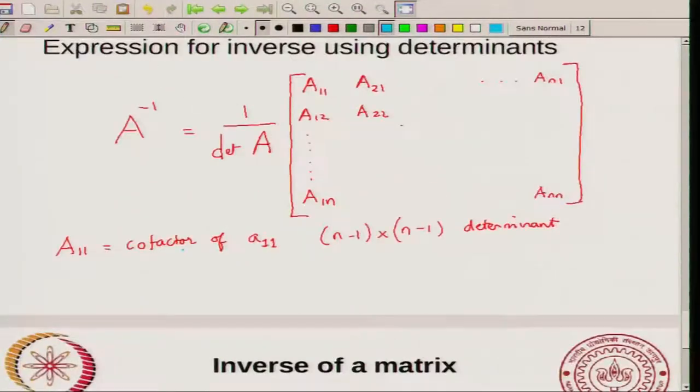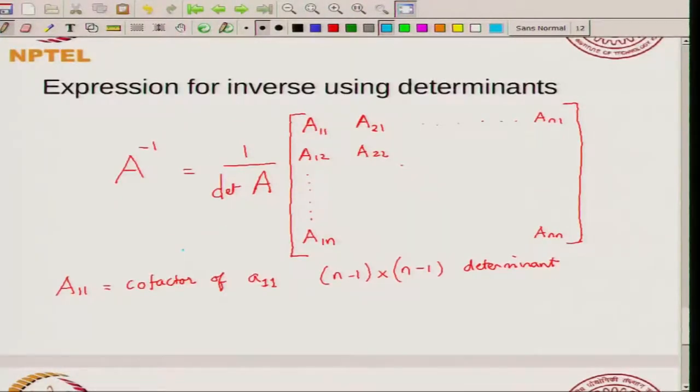And the inverse of the matrix can be expressed in terms of cofactors. Now notice that there is a determinant that appears in the expression of the inverse, and it is 1 over the determinant. So what this implies is that if the determinant of A equals 0, then the matrix inverse does not exist, A inverse does not exist.